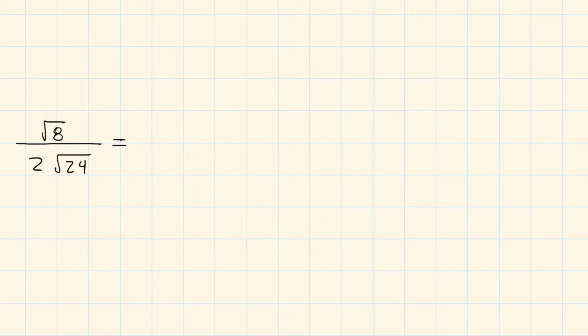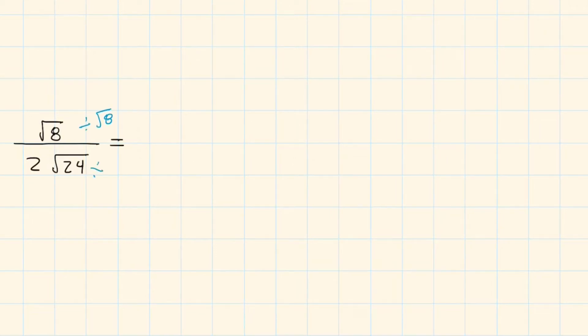Okay, root 8 divided by 2 root 24. So always remember that's like a 1 root 8. So my numbers are 1 and 2. I can't divide those, but root 8 gets grouped with the root 24, and I'm going to take the GCF out of both of those. So what goes into 8 and 24?